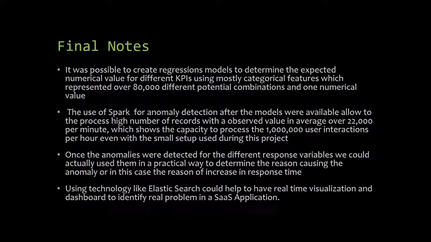Once the anomalies were detected for different response variables, we could actually use them in a practical way to determine the reason causing anomalies, or in this case, the reason of increasing response time. Using technologies like Elasticsearch can help us to have real-time visualizations and dashboards to identify problems in a SaaS application.